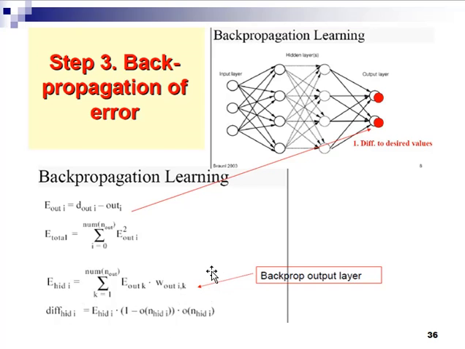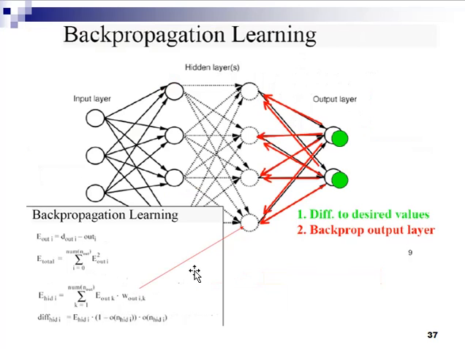So you saw how we are using the values computed by the network and the desired output values, and then we are computing the difference which is giving us the error term, and then we are calculating the total error term, and then we are back propagating it from output layers to all the hidden layers, right? So this is step 3 of this backpropagation algorithm.